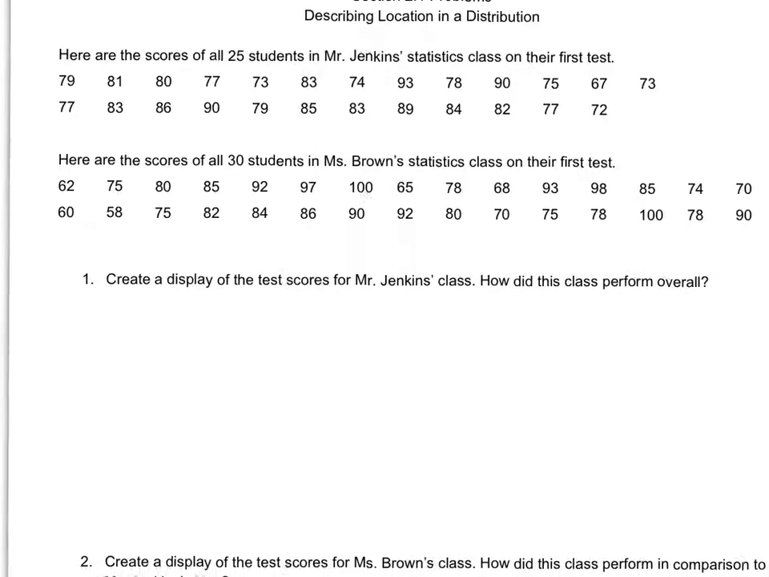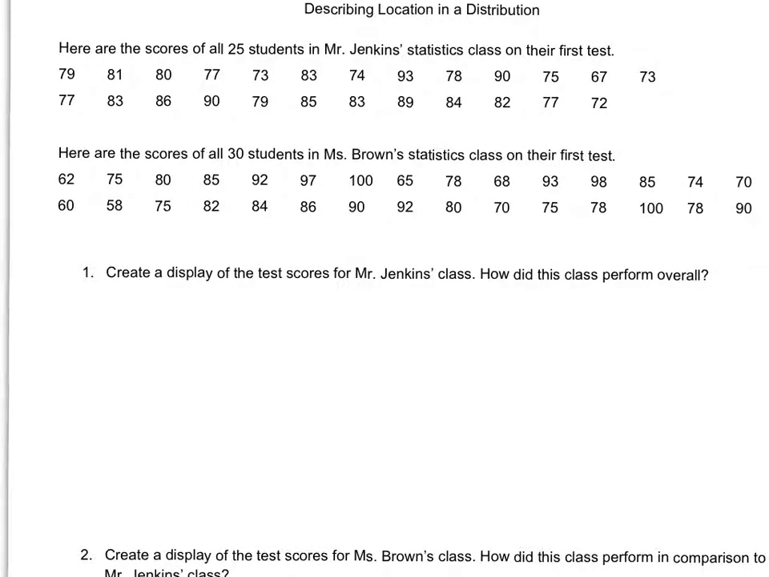So I can create any kind of display that I would like for these two. I'm going to go ahead and do a stem plot for this first class. And so my lowest score in the first class is a 67, with the highest score being in the 90s. And so I'm going to do double stems here. Okay, and so these are test scores that I'm making a distribution for.